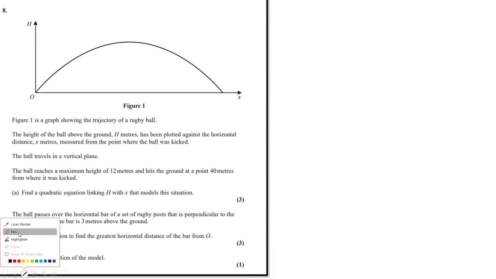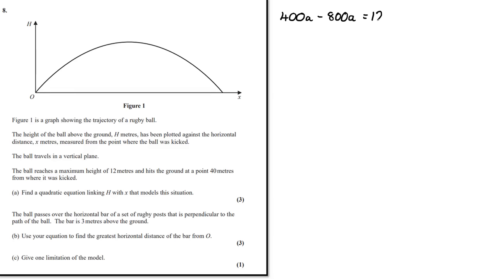Clearing all of that. So where we were up to was 400a minus 800a is equal to 12. So this would give me minus 400a. So minus 400a equals 12. And therefore, dividing through by minus 400, we get a. So a is equal to 12 over minus 400, which in this case will give me minus 3 over 100.